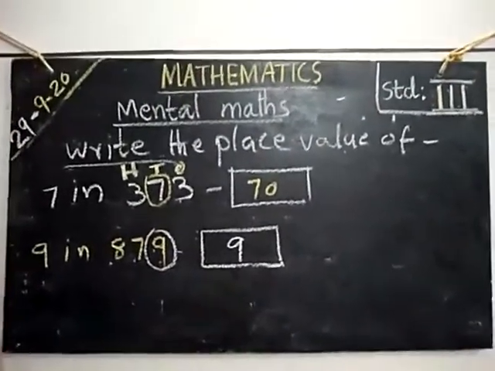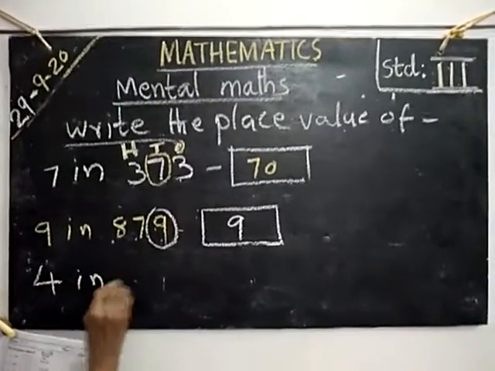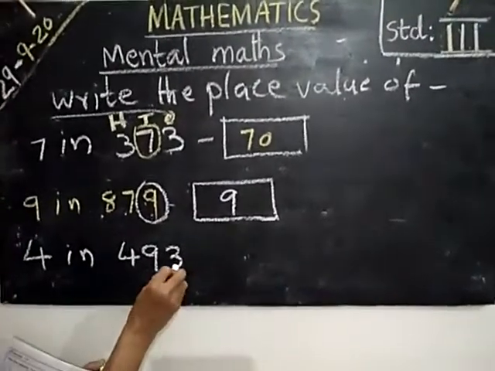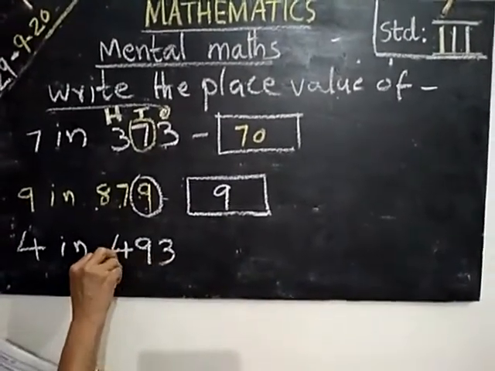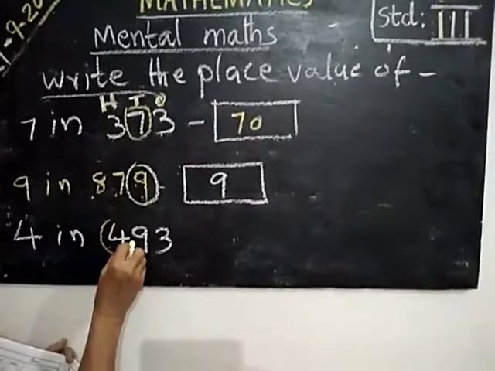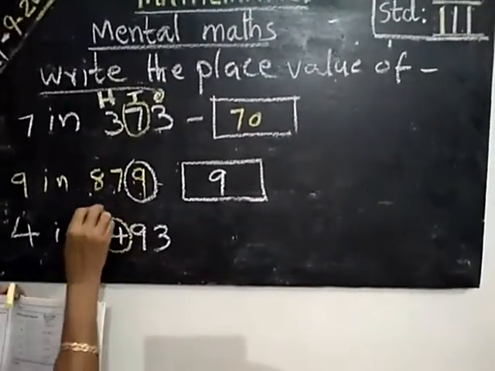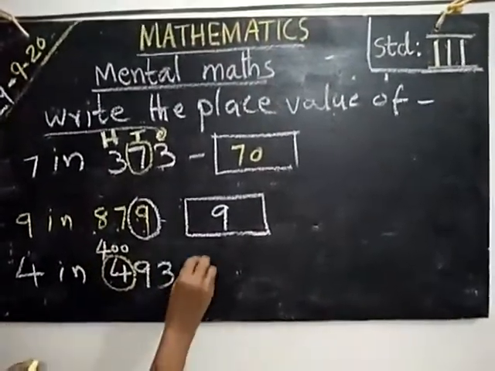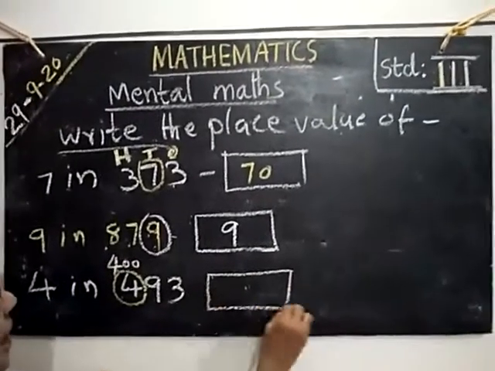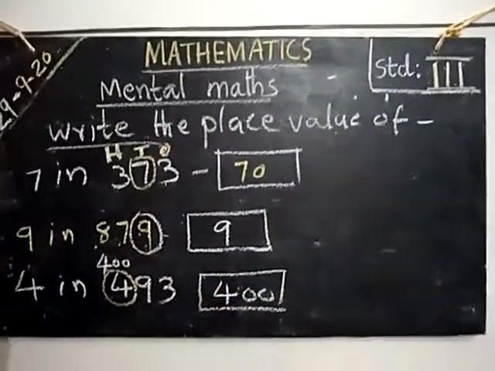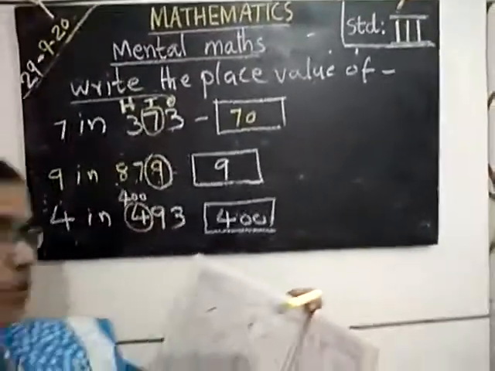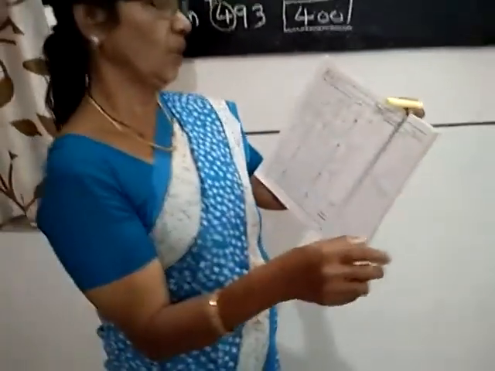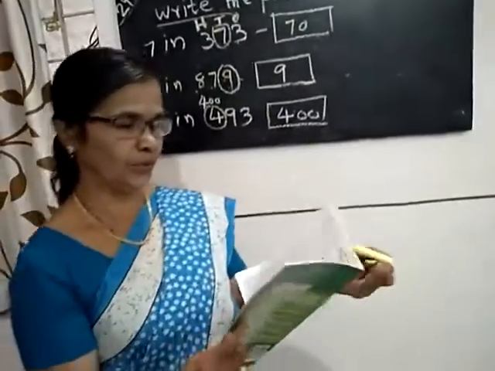The next one, 4 in 493. 3 ones, 9 tens and 4 hundreds. What is the place value here? 400. The place value of 4 in 493 is 400. You do the 2 questions that are left. You complete that. Okay, 3 ones I have done for you.